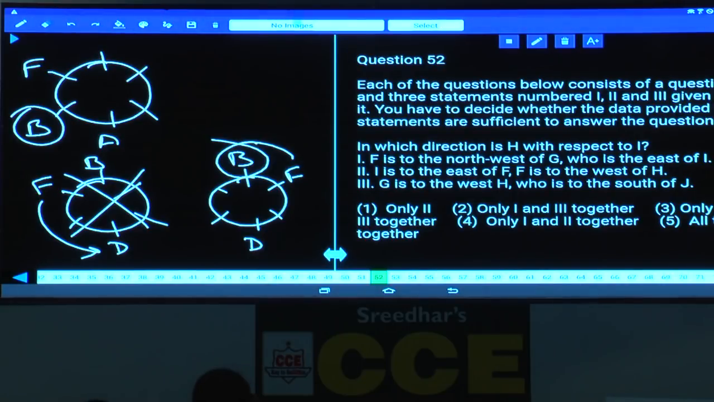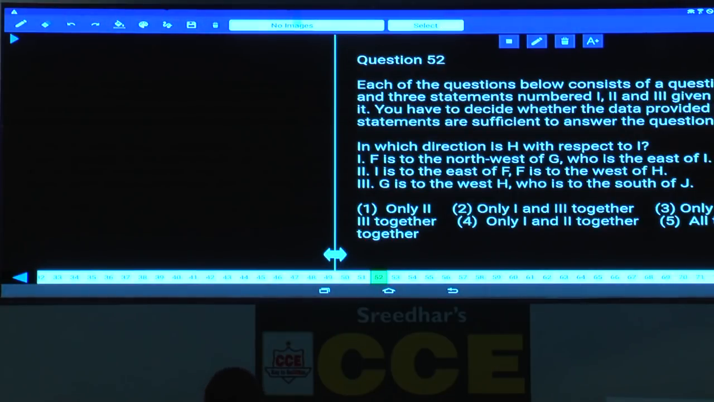Then question number 52. Yes, tell me what is 52 here? In which direction is H with respect to I? Now we need to find out the direction of H with respect to I. Then condition number 1. Now, again going through the choices. What are the choices here? Only 2 is there. 1 and 3, 2 and 3, only 1 and 2, all the 3.